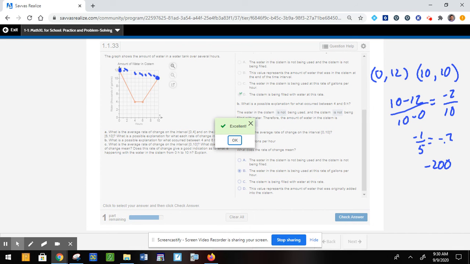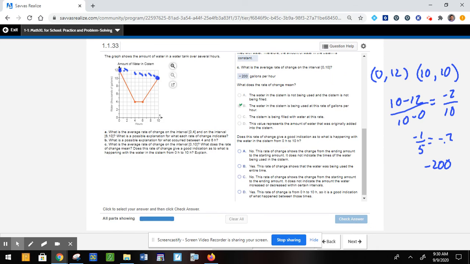Okay, so over the course of the 10 hours, on average, it was being used at 200 gallons per hour, even though the reality is it was used a lot at the beginning and then it was filled at the end, right? But on average, they used about 200 gallons per hour. Does this rate of change give a good indication as to what is happening with the water in the cistern from 0 hours to 10 hours?